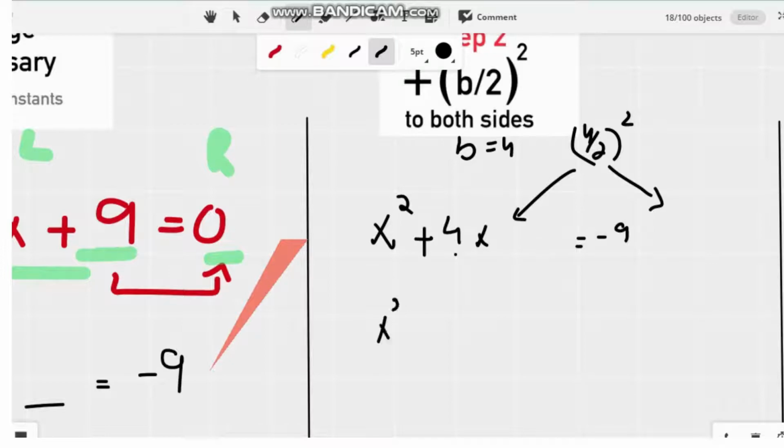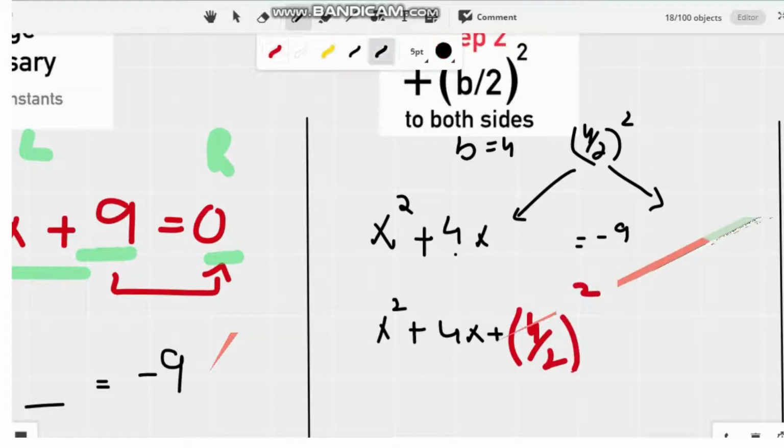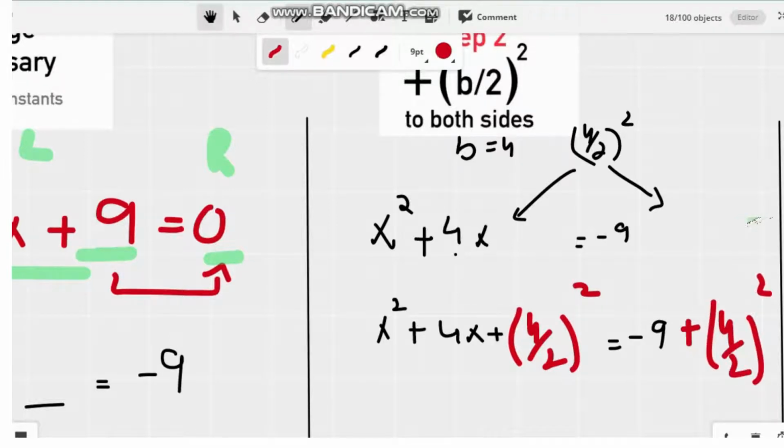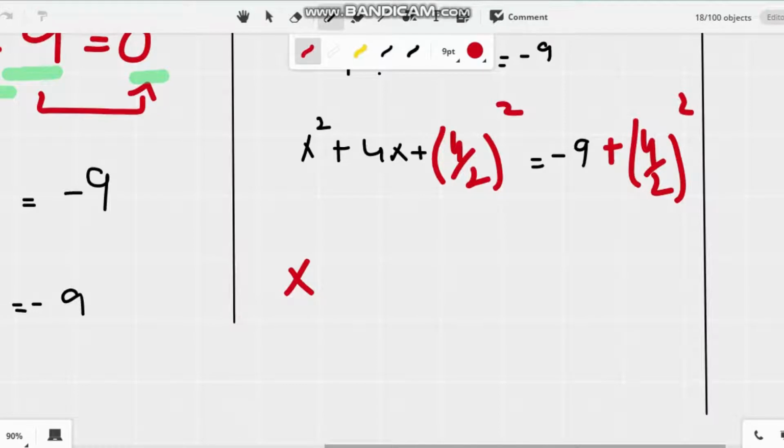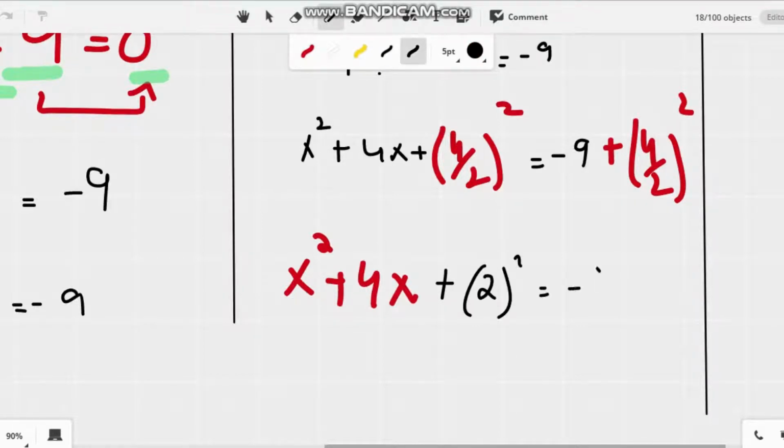So x square plus 4x plus (b over 2) square, which is (4 divided by 2) square, equals minus 9 plus (4 divided by 2) square. After that I will write x square plus 4x plus (4 divided by 2, which is 2) square, equals minus 9 plus (4 divided by 2, which is 2) square.